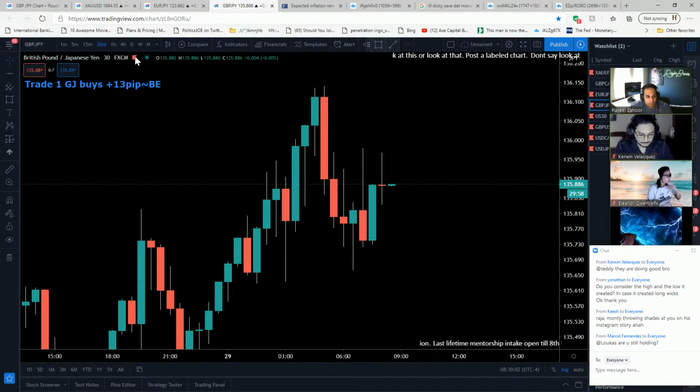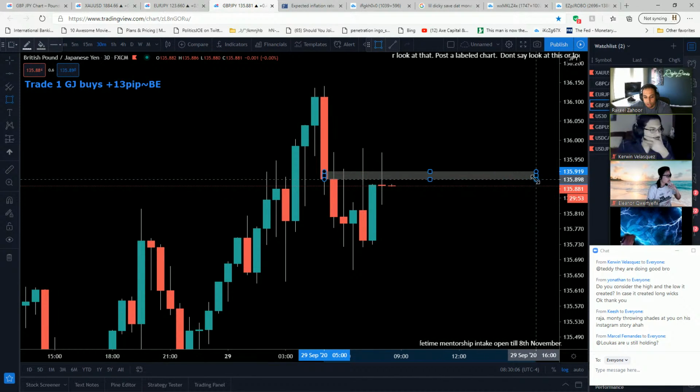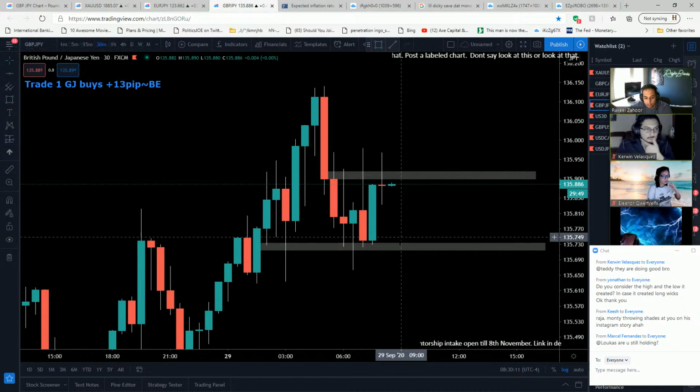There we go. Candle closed. The 30-minute candle closed a doji candle. So we were talking about dojis. We have a candle closing doji, and we have a support forming right over here.